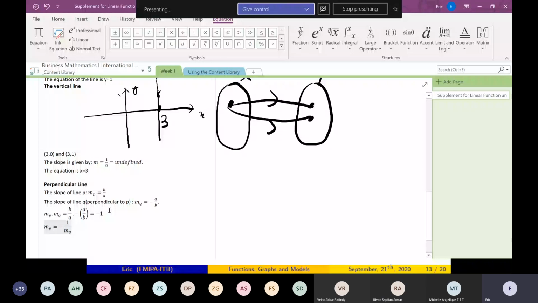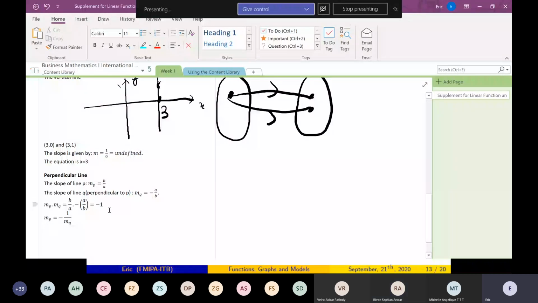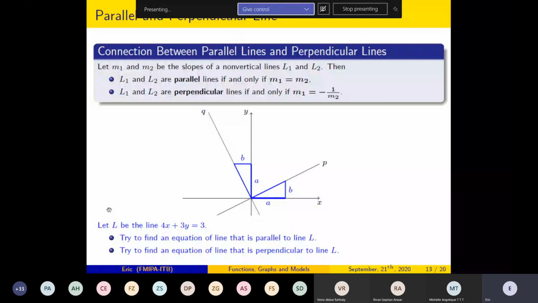This is what you get in your high school. Can you follow me? So when I am talking about perpendicular lines, the slope here times the slope here should be minus 1. So let L be the line 4x plus 3y equals 3. Try to find the equation of a line that is parallel to line L.